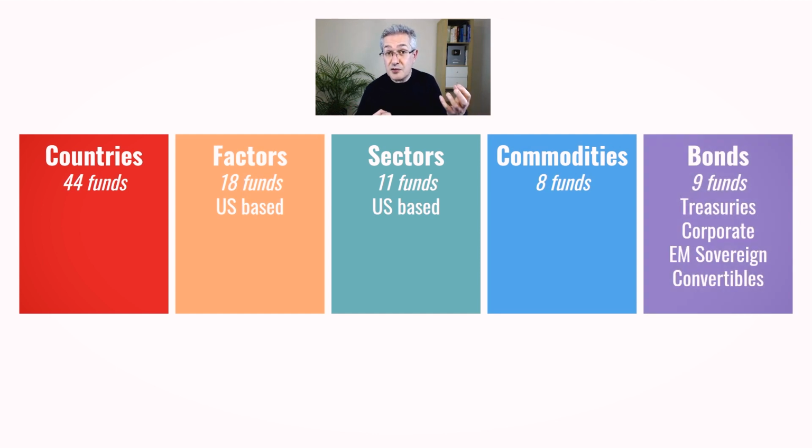Some of them are US Treasury funds with different durations, but we also have things like corporate bonds, investment grade and junk bonds, but also EM sovereign bonds, hard currency and local currency, and finally convertible bonds.